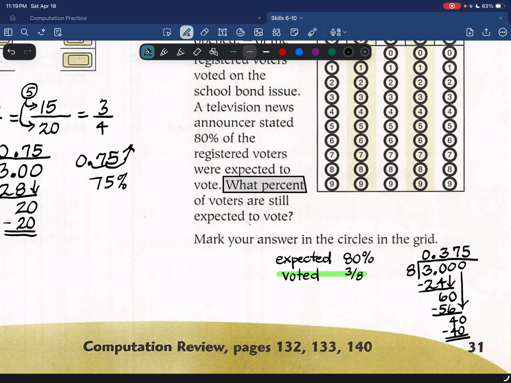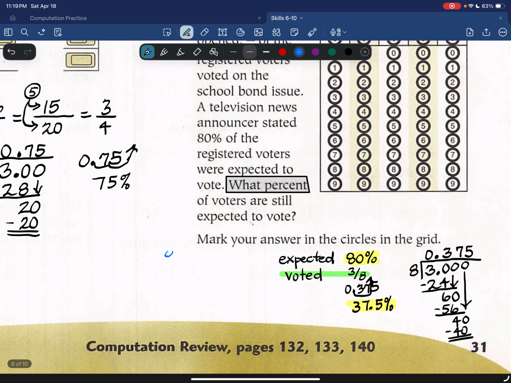So that 3/8 is 0.375, or 37.5%. Okay. Now we're not finished, because we have percentages. That's a start. That's a good thing. We have the 80% and we have this percent. But we need to find the difference between those percents.